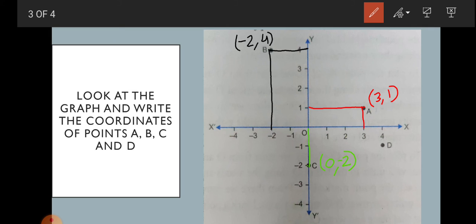Now to find the coordinates of point D, again draw a perpendicular from point D to the x-axis and to the y-axis. The x coordinate of point D is 4 and the y coordinate of point D is -1. So the coordinates of point D are (4, -1).